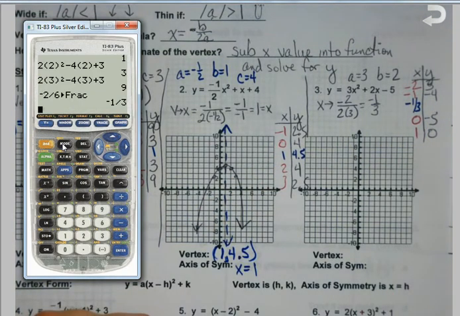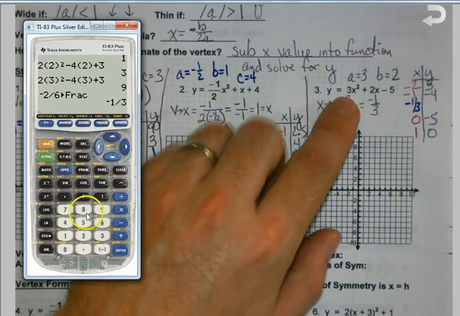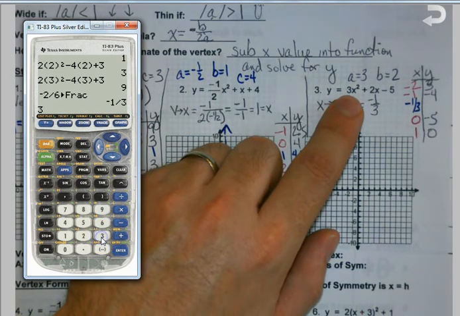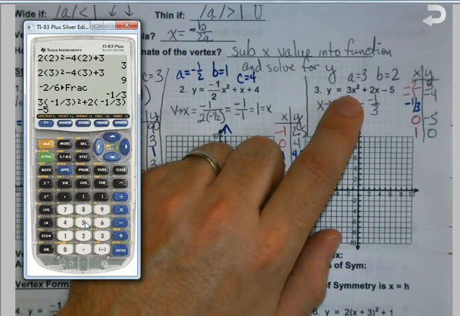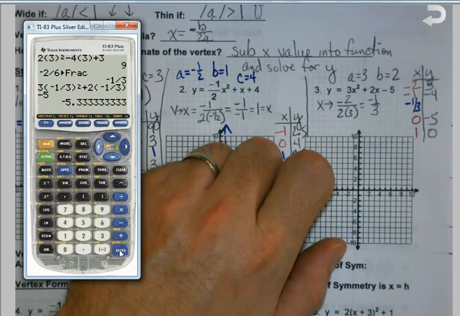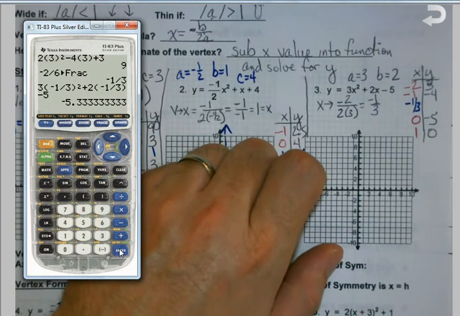So in this case, if I can't get to my vertex this way, we are going to go old school. I'm going to go back and type in my value, that negative 1/3. And this is something I can do on any calculator. As long as I'm putting my x value in parentheses, I should be okay. Now let me make sure I got it. So 3 times negative 1/3 squared, yes. Plus 2 times negative 1/3, yes. Minus 5, all right.